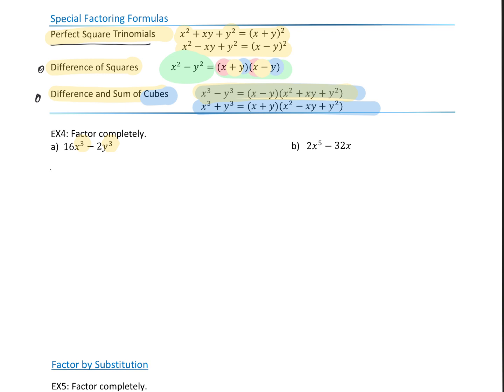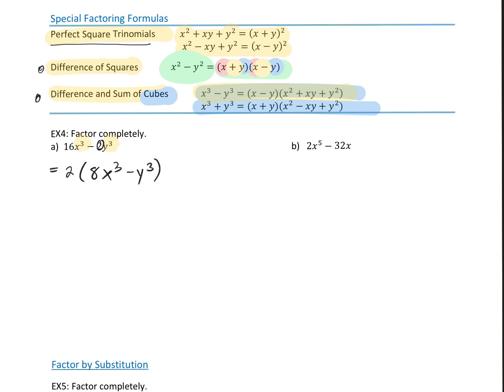So let's go ahead and set this up so that they each look like a cube first. Oh wait, I run into a problem. 2 is not a perfect cube. What can I do? Well, remember, we're actually supposed to factor this first. So can we factor out something from the 16 and the 2? We can factor out a 2. And then we are left with 2 times 8x cubed minus y cubed.